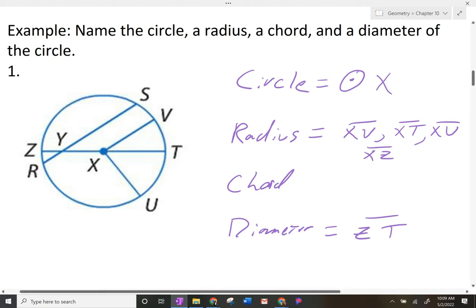So line segments have to have the 2 letters, line over the top. If you have more than 2 letters, it's going to be an angle, so it's not going to be the same thing. And if you give me just 1 letter, it's only a point.